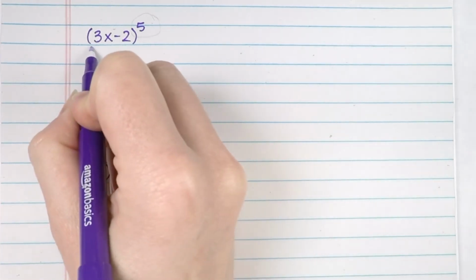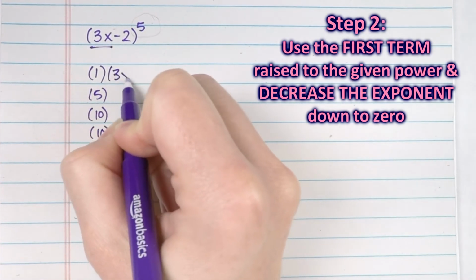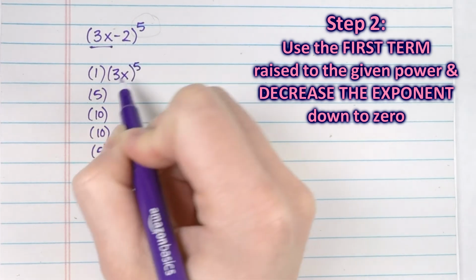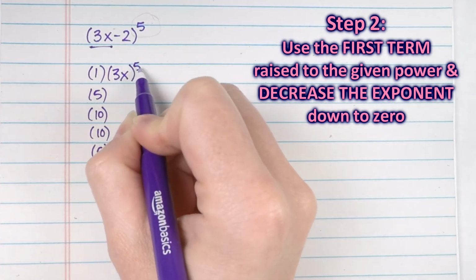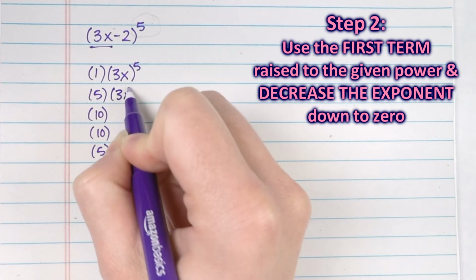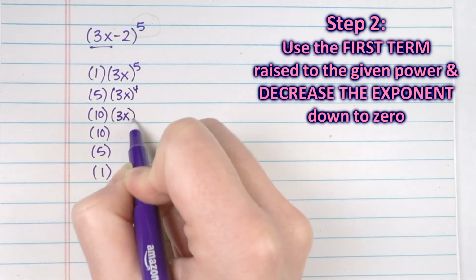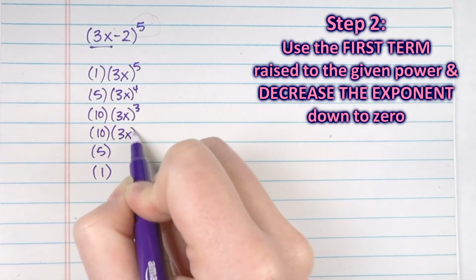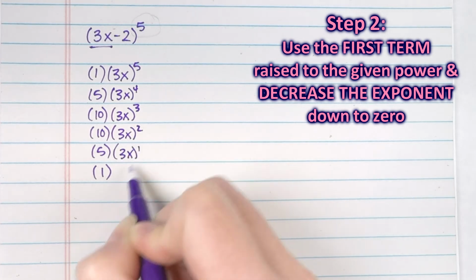Alright, now I'm going to take the first term in the binomial, 3x, and I'm going to raise that to this fifth power. And make sure you use parentheses because this 3 also has to get raised to that fifth power. And then we're going to decrease the exponents. So 3x to the fourth, 3x to the third, 3x squared, 3x to the first power, and then finally 3x to the 0.